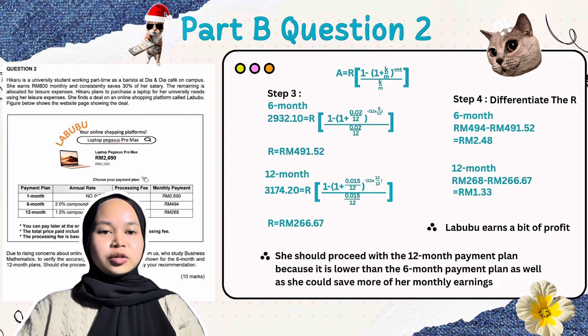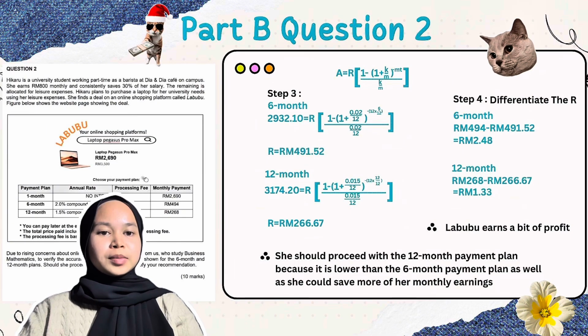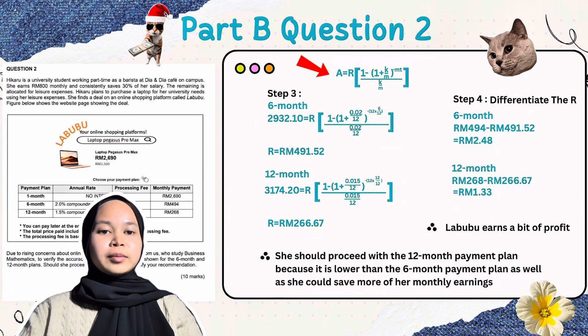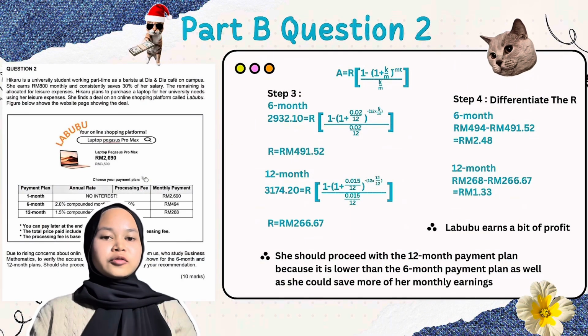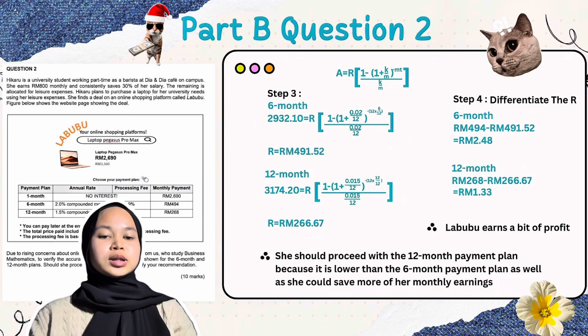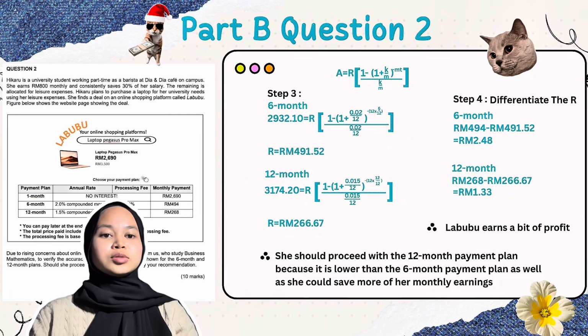In this part, we need to find the R, which is their monthly payment. We can use this formula, which is A equals R in bracket 1 minus 1 plus k over m to the power of negative mt, over k per m. For the 6-month plan, substitute the A we calculated in step 2 and the rest of the formula. Then the answer would be 491 ringgit and 52 cents. Same goes to the 12-month plan. The answer would be 266 ringgit and 67 cents.